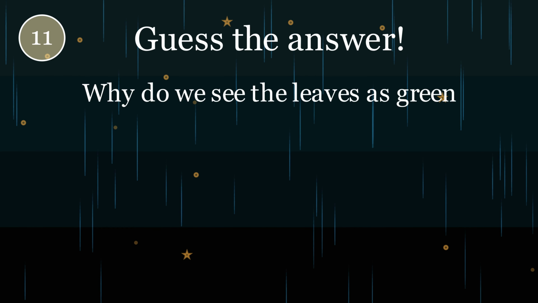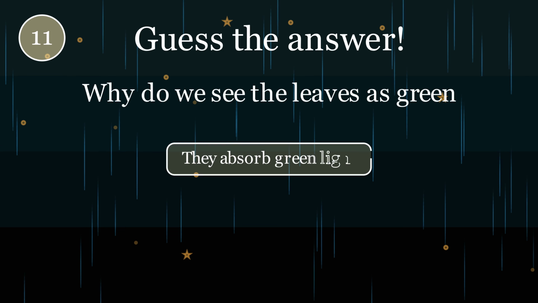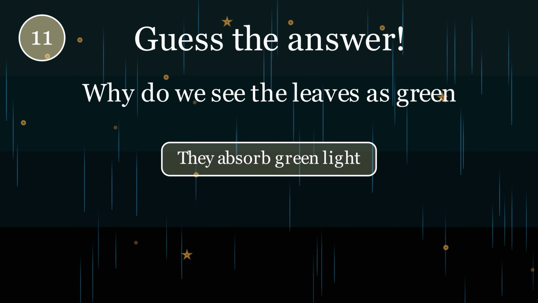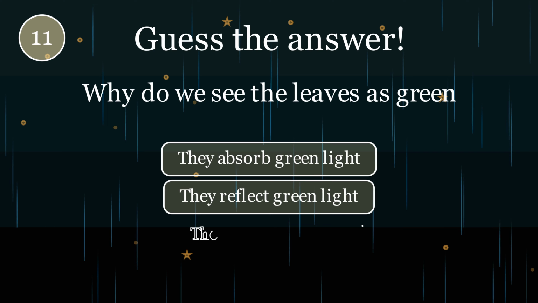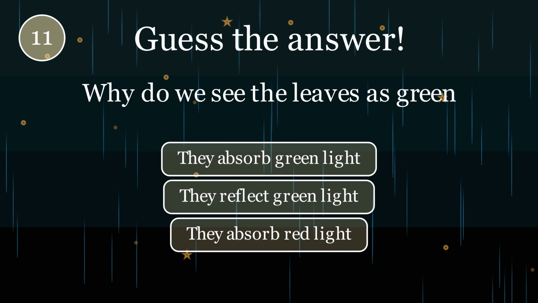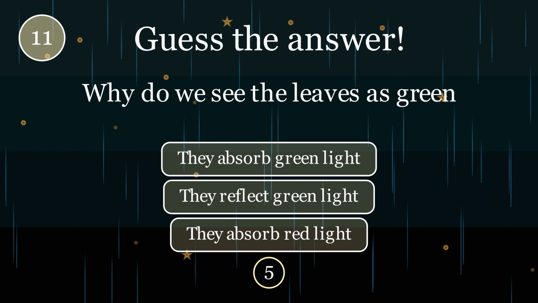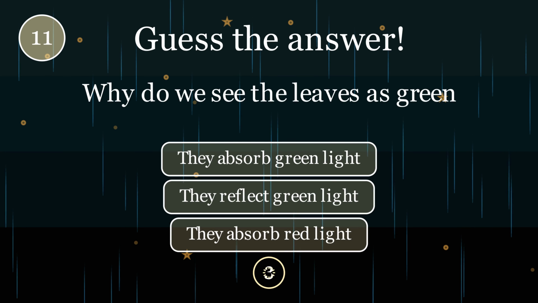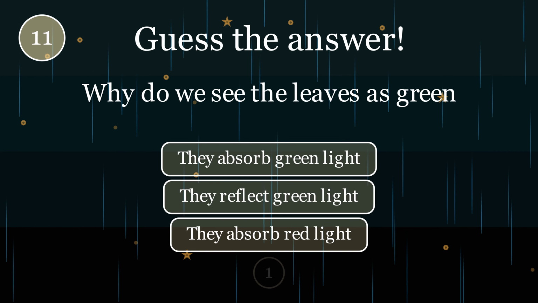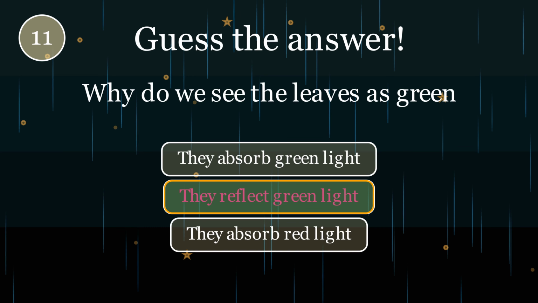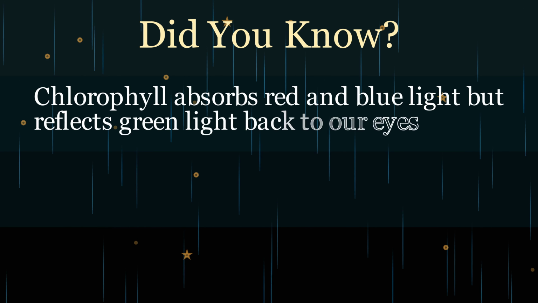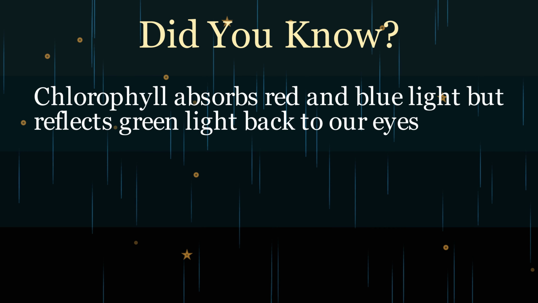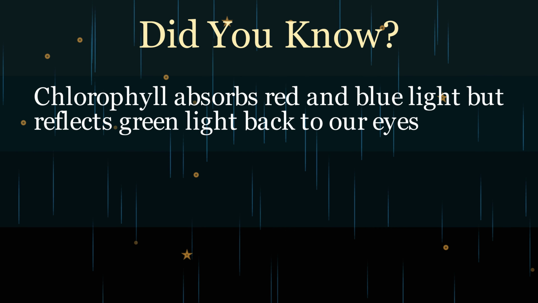Why do we see the leaves as green? They absorb green light. They reflect green light. They absorb red light. The correct answer is, they reflect green light. Let's learn something new. Chlorophyll absorbs red and blue light but reflects green light back to our eyes.